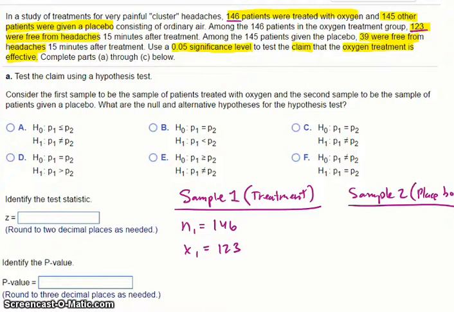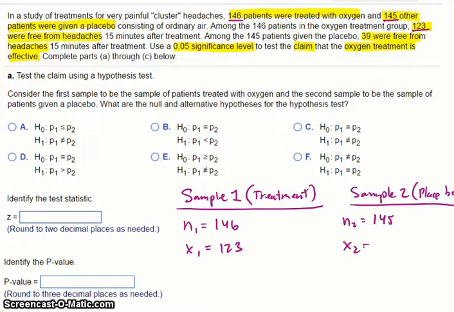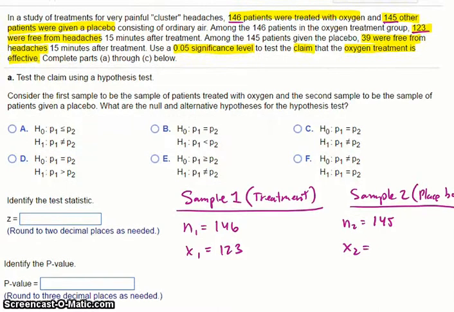For the second sample, n sub 2 is the sample size for the second sample, those who received the placebo. So in that case, 145. And x sub 2 are those in the second sample who were free from headaches. So in this case, 39 were free from headaches. All right, so once we have all of this, we can proceed.